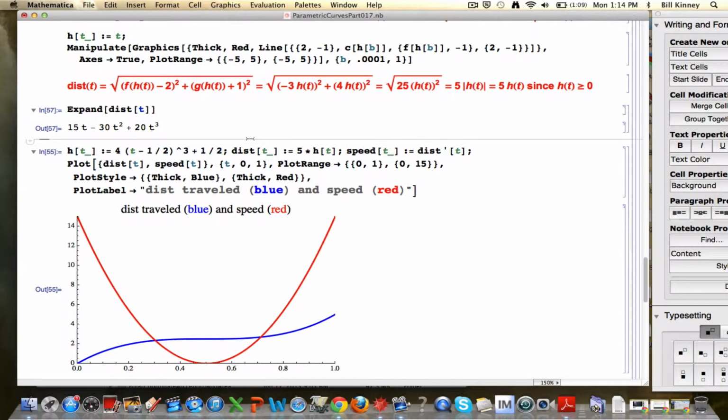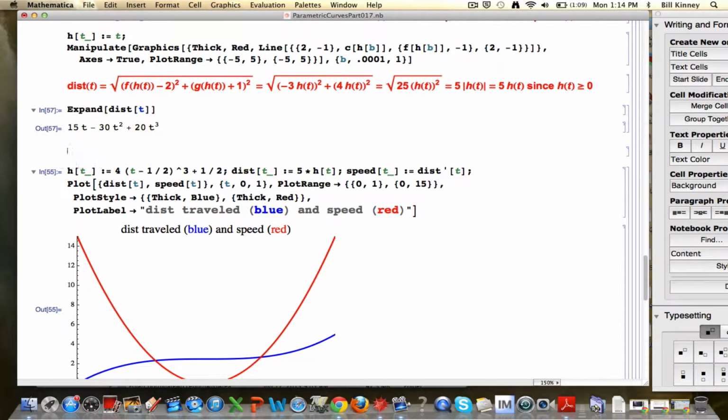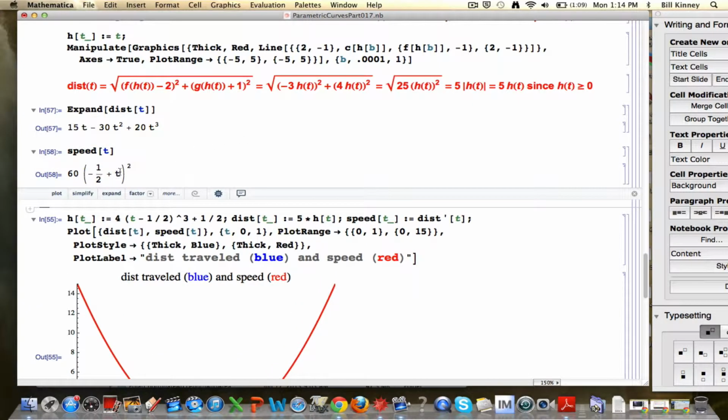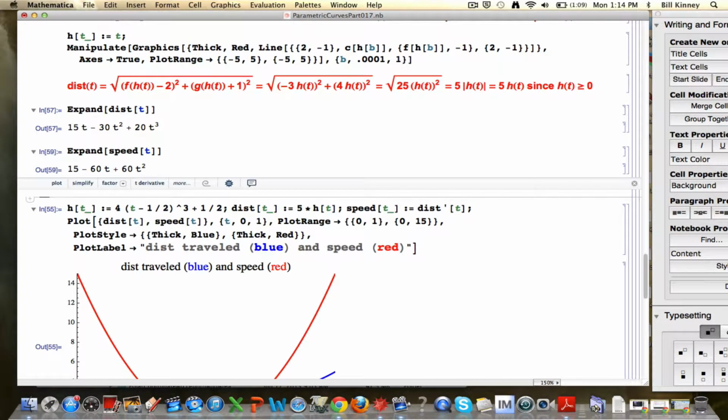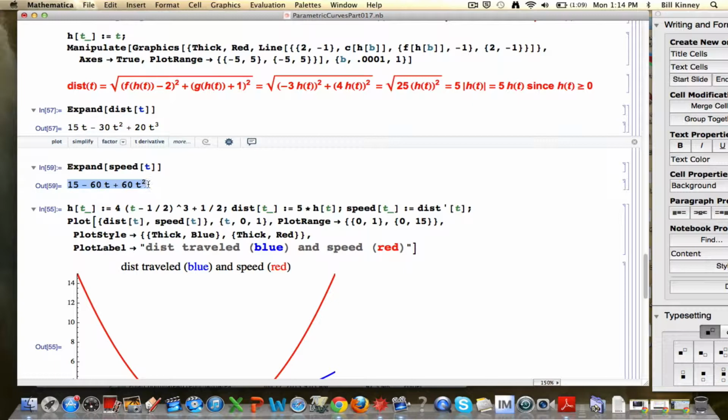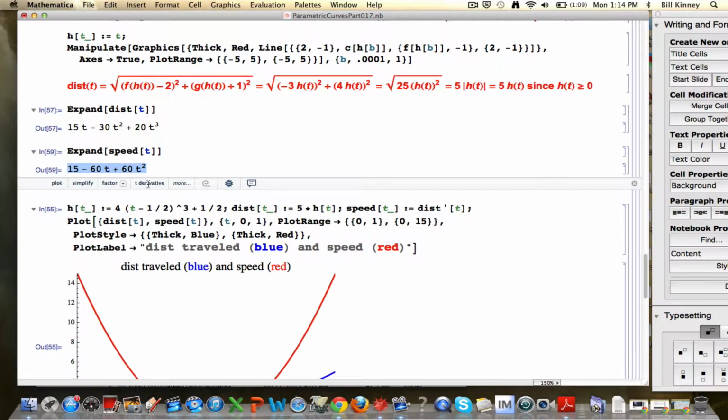How about the speed function? It has a formula as well. There's the unexpanded form. I could also expand this. There's a simplified formula for the speed function. If you know some calculus already, you might want to compare these two functions, and notice the speed function is indeed the derivative of the distance traveled function.